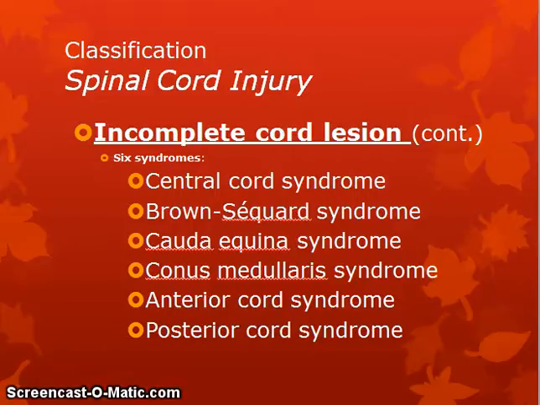There's cauda equina syndrome and conus medullaris, and that's where we have damage to the nerve roots in the lowest portion of the spinal column. What happens is they have trouble with their lower extremities and bowel and bladder function. And you can have either anterior or posterior cord injuries, which depends on whether the front part or the back part of the spinal cord is damaged.